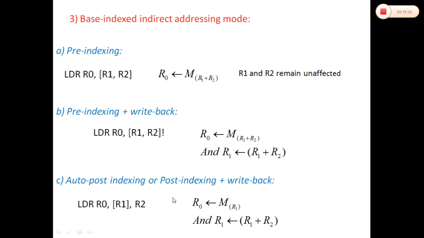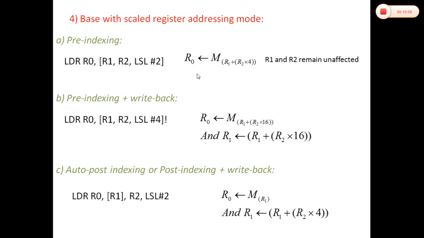And the third type is post-indexing plus write back. In this instruction, the base address is given in R1. That address is used to copy the content of the corresponding memory location into destination register R0, and after that copy the register is indexed. R2 is added to R1 and the result is stored in R1. So that is what is called base indexed indirect addressing mode.